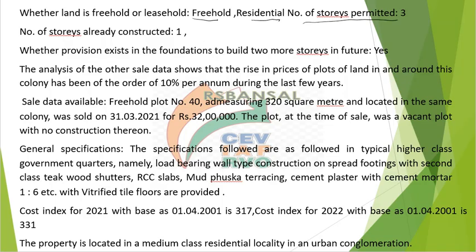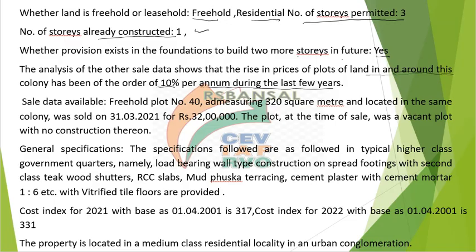Number of stories permitted are 3. Number of stories already constructed, ground floor has been constructed. Whether provision was made in the foundation to build 2 more stories in future, yes. The analysis of other sale data shows that the rise in prices of land in and around this colony has been of the order of 10% per annum during the last few years.